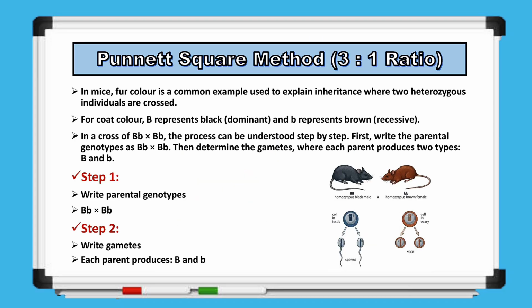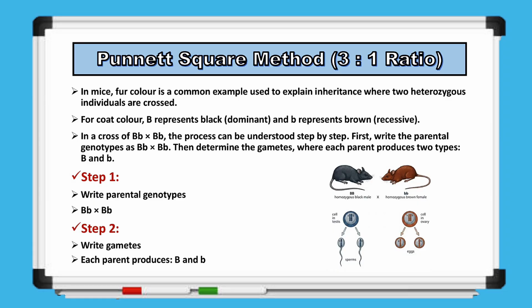Now we will learn how to construct a 3-to-1 Punnett square, and for this also we will use the example of mice fur color. In mice, fur color is used to explain inheritance where a heterozygous individual is crossed with a homozygous recessive individual. In this example, capital B represents black fur which is dominant, and small b represents brown fur which is recessive. We start by crossing 2 heterozygous parents, each with 1 capital B allele and 1 small b allele.